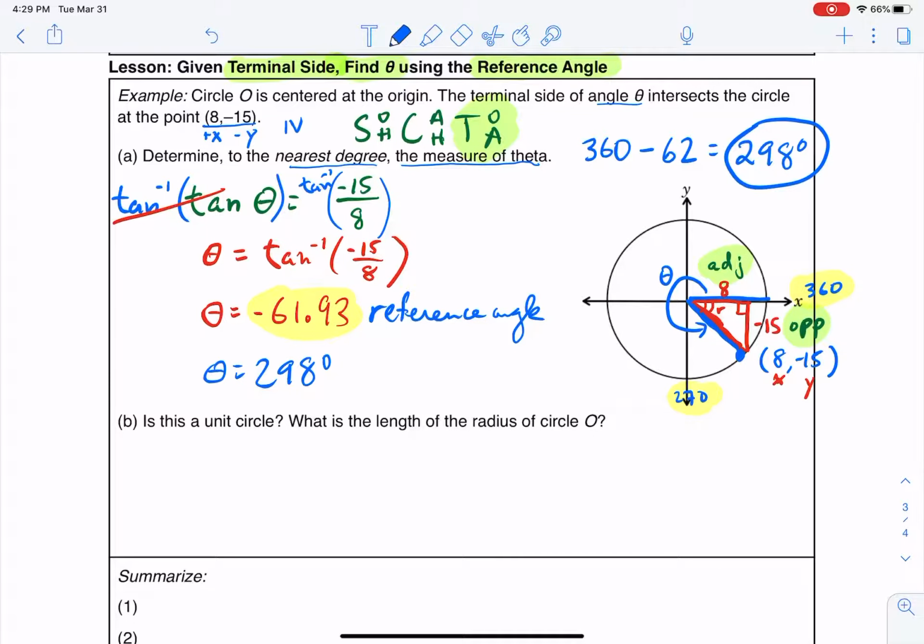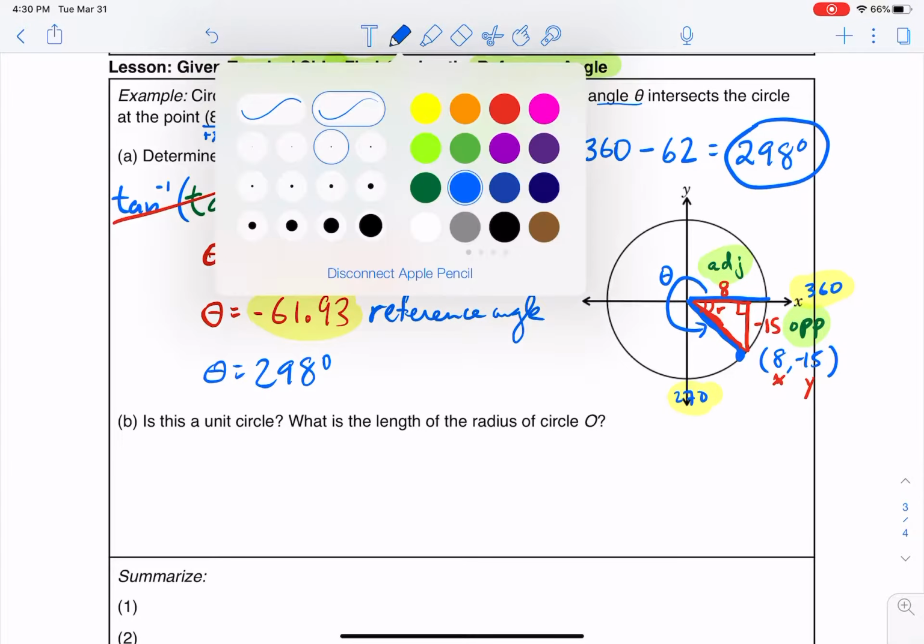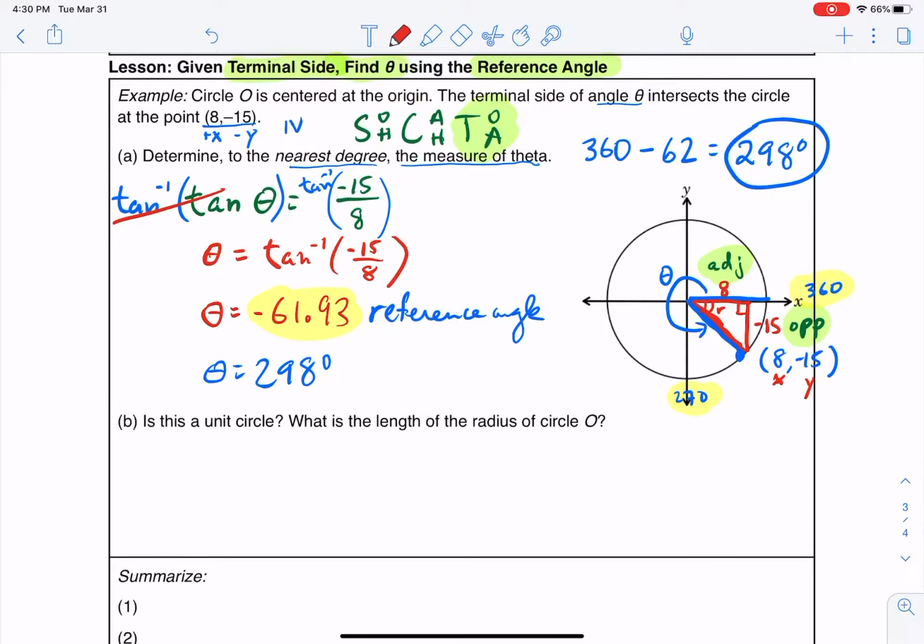All right, if we want to check this, I don't really buy it. Is the tangent of 298 really the same as negative 15 over 8? Well, let's try it out. Again, this sort of step is optional, but I'm hoping it will kind of prove things for us. So let's check.